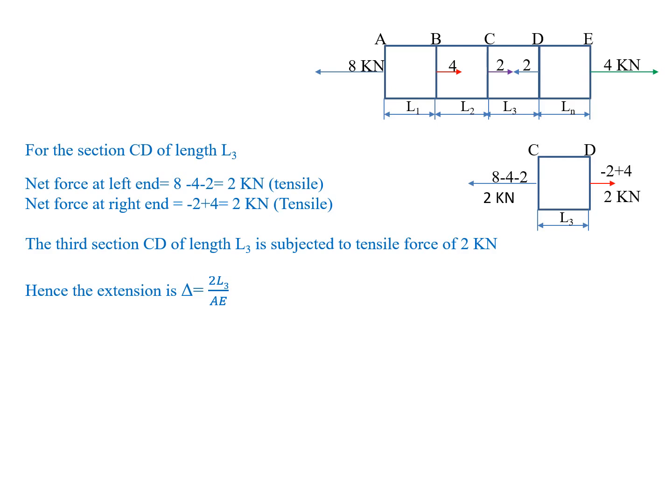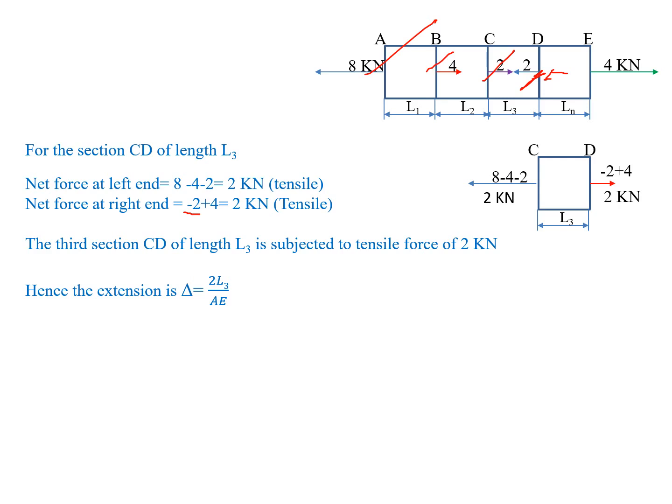8 kilonewtons is tensile, 4 is compressive and 2 is compressive. So it is equal to 8 minus 4 minus 2, which is equal to 2 kilonewtons, positive, which means tensile. Similarly, observe the right hand side, which is at D. Two forces are acting. One is 2 compressive, which is minus 2, and 4 tensile, which is positive plus 4. So the total net force is 2 kilonewtons tensile. So the deformation delta CD is equal to 2 L3 by AE.